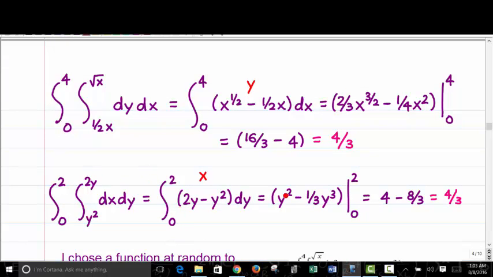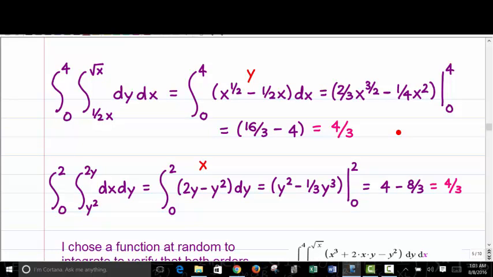You'll get 2y minus y squared, easy antiderivative, and it yields the same answer, 4/3, which it's certainly better, or something was either set up wrong or calculated wrong. But it needs to match.